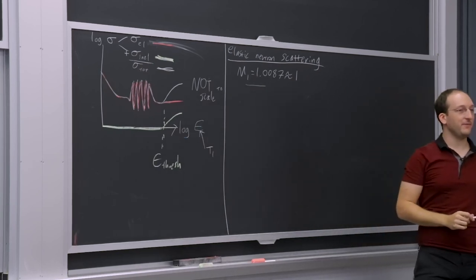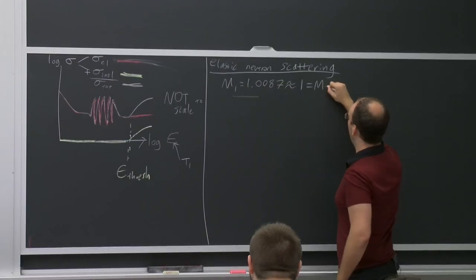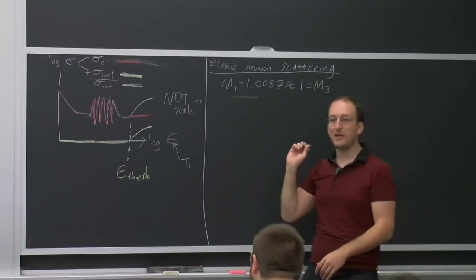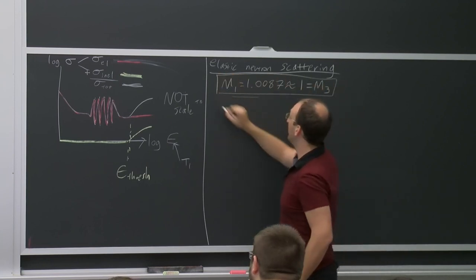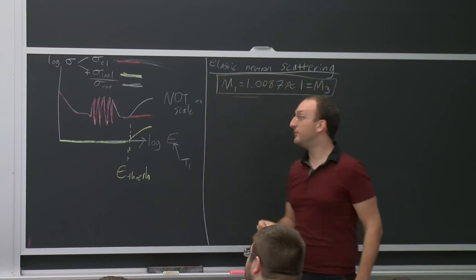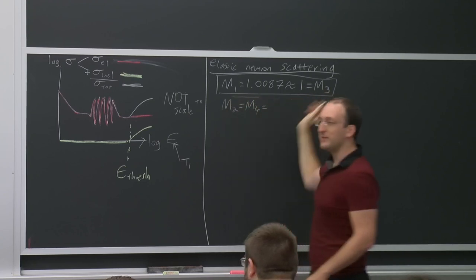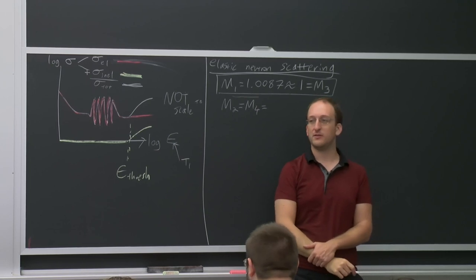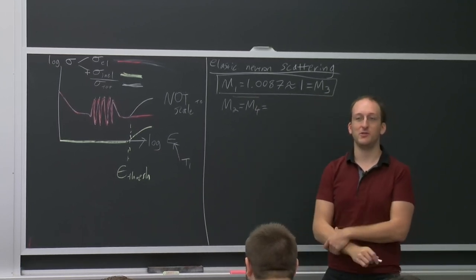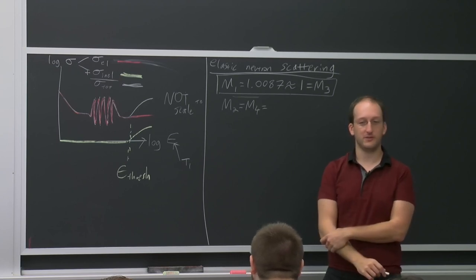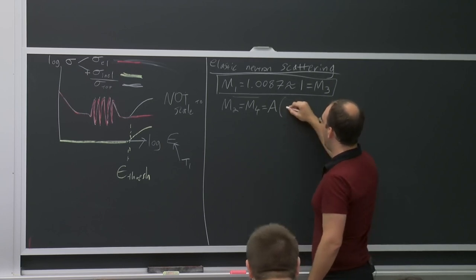And what about M3? M3 is also 1. If this is elastic neutron scattering, the same neutron goes in and goes out. So M1 and M3 are the same thing. What about M2 and M4? Have we specified what this nucleus is? So what mass would we give it if it's a general nucleus with N neutrons and Z protons? A, sure. That's again A for the mass number.